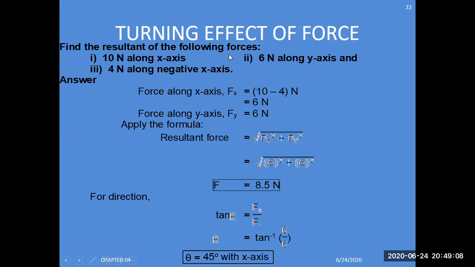Find the resultant of the following forces. You are given a force along x-axis, that is 10 Newton, along y-axis, 6 Newton, and 4 Newton along negative x-axis. If you are asked to find the resultant of the force, this is the formula to calculate the resultant of the force.